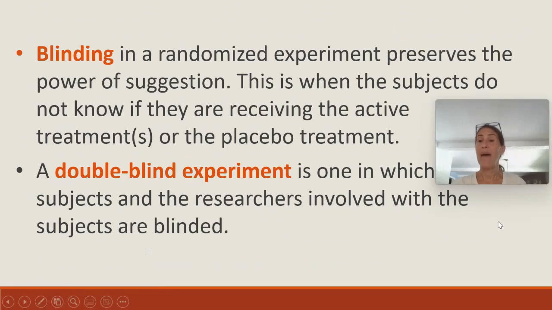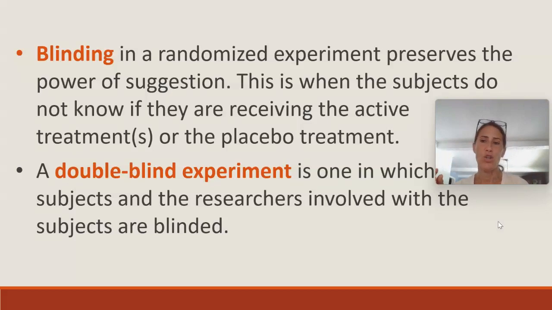So to get rid of that problem, blinding in a randomized experiment preserves the power of suggestion. It is when the subjects do not know if they're receiving the active treatment or the placebo treatment. And then a double-blind experiment is one in which the subjects and the researchers involved with the subjects are blinded. So sometimes if the subject knows what group they're in, that will change the outcome. So then you take that away by blinding.